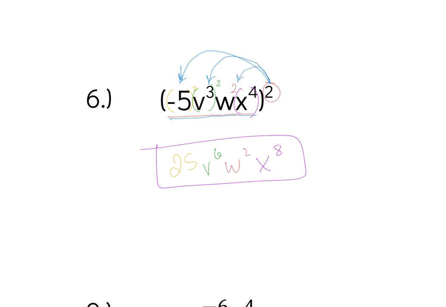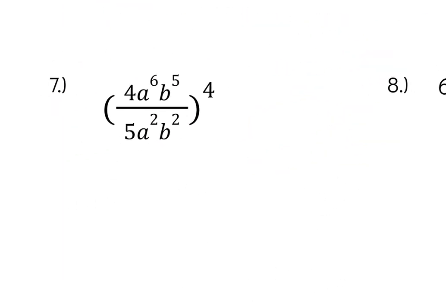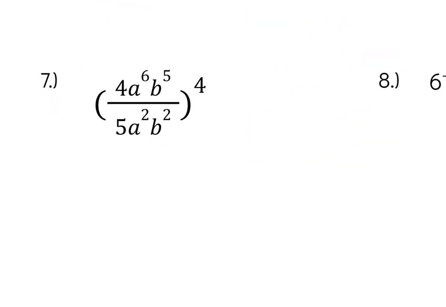So it's essentially like this 2 gets distributed to each part of this term. And in this term, there is 1 piece, 2 pieces, 3 pieces, 4 pieces. Right?